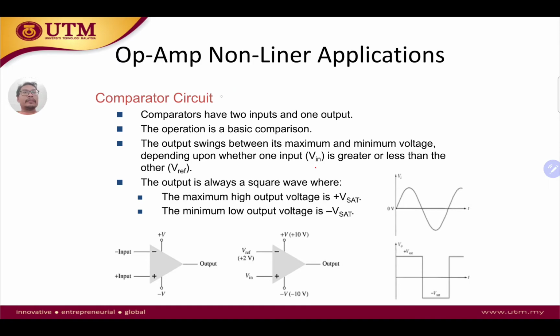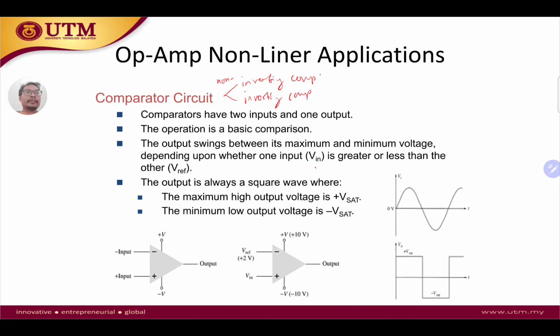So two main applications, and for the comparator there are two types that we're going to look at. We're going to look at the non-inverting comparator first, and then in the second part we're going to look at the inverting comparator. Okay, and then in the next lecture we're going to look at the Schmitt trigger.